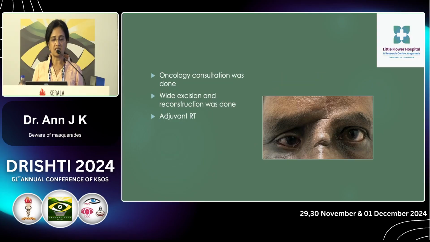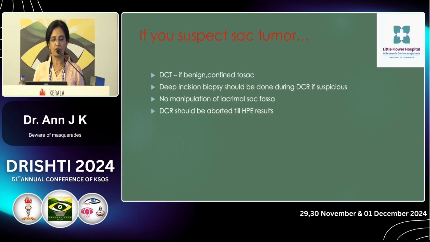Again, oncology consultation was done. They did a wide excision and reconstruction, and adjuvant radiotherapy was given to this patient. So if you suspect a sac tumor, and if it is confined to the sac and if it is benign, you can do dacryocystectomy. And if you have already opened the sac, a deep incision biopsy should be done during DCR if suspicious, and never manipulate the lacrimal fossa because it can spread to the uninvolved nasal cavity also. And hold off on DCR till you get the histopathology report.